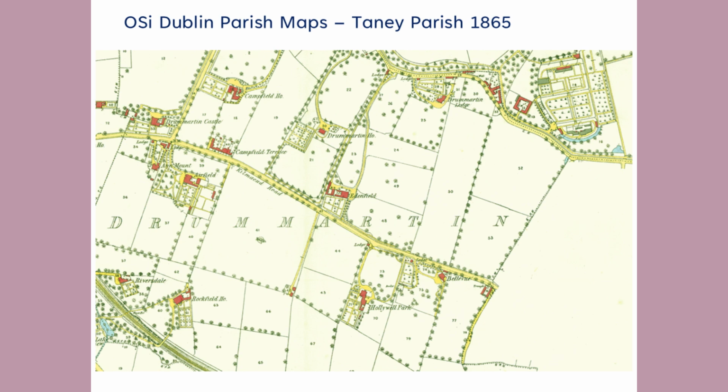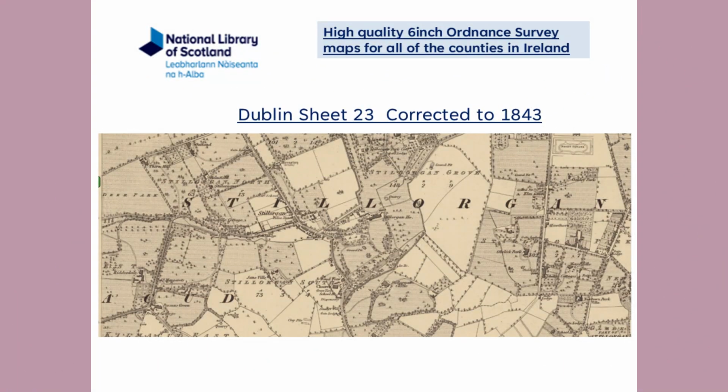Okay, so the next website that we'll look at is the National Library of Scotland's, the fabulous National Library of Scotland, which has an amazing collection of digitised maps, and even more amazingly and happily for us, has Ireland's Ordnance Survey 6-inch maps included, and they're at really high quality. So it has both the first edition 6-inch maps from around the 1840s and the 6-inch mapping from around 1900. So the link there brings you to Dublin sheet 23, corrected to 1843 for the Stillorgan area.